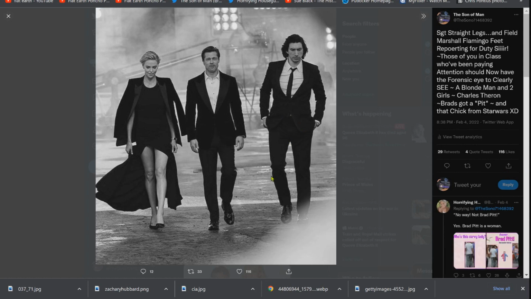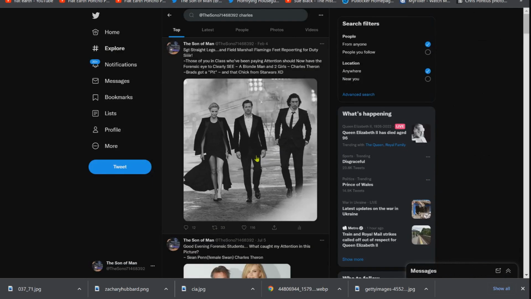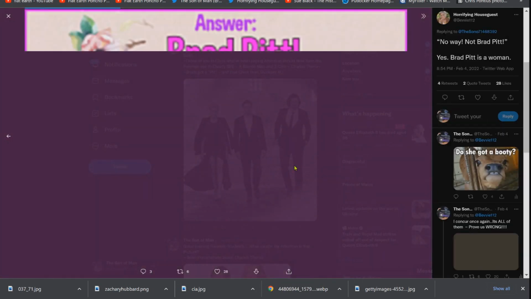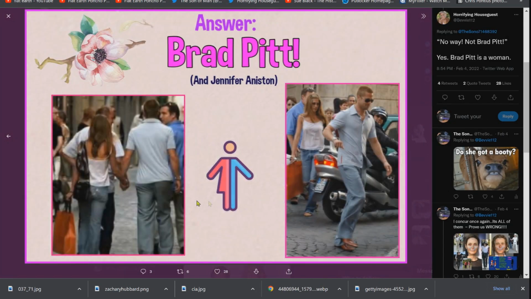As you can see, Adam, what's her face, Brad's got a pit, and Charlie boy, two flamingo feet and a tin soldier. Real simple. Oh, that's another good one there from Bevy. Douchey got a booty. Look at the size of Brad's booty. It's huge. With Jennifer Aniston.